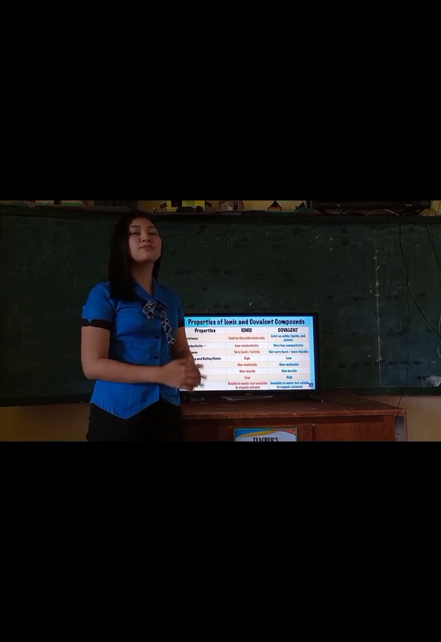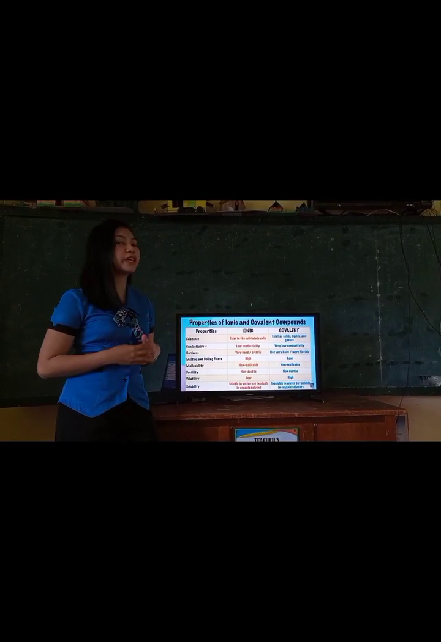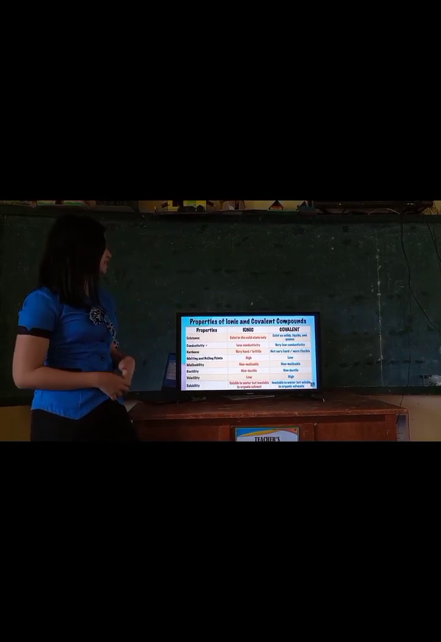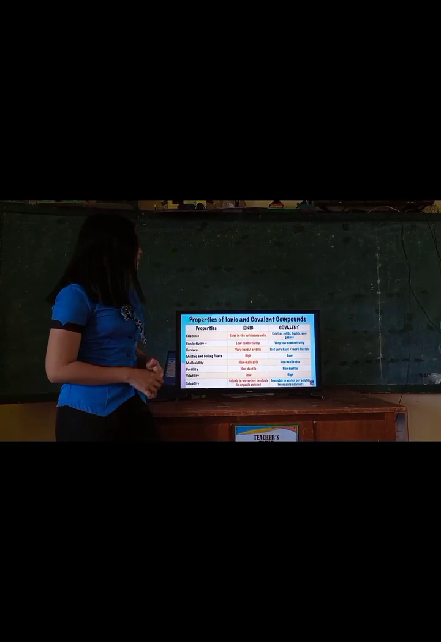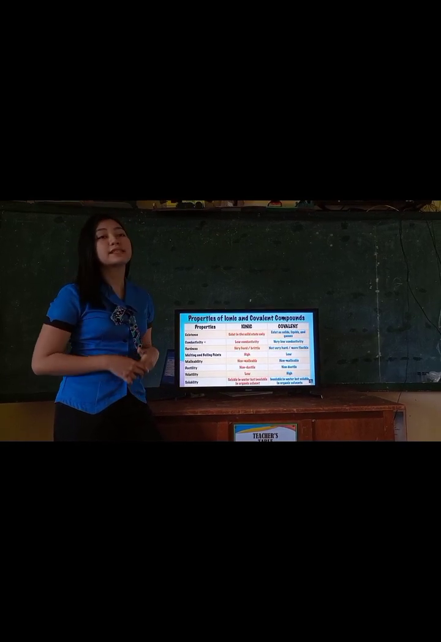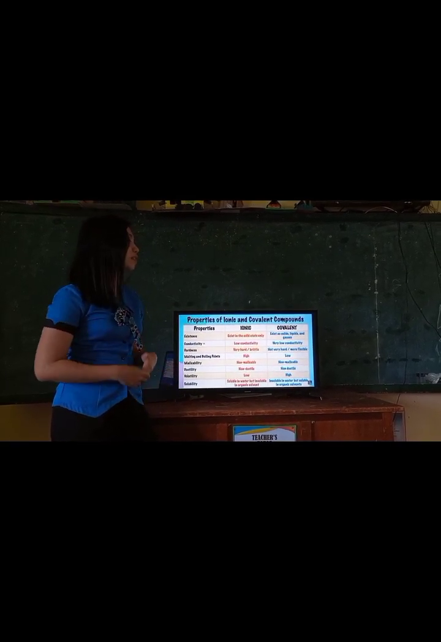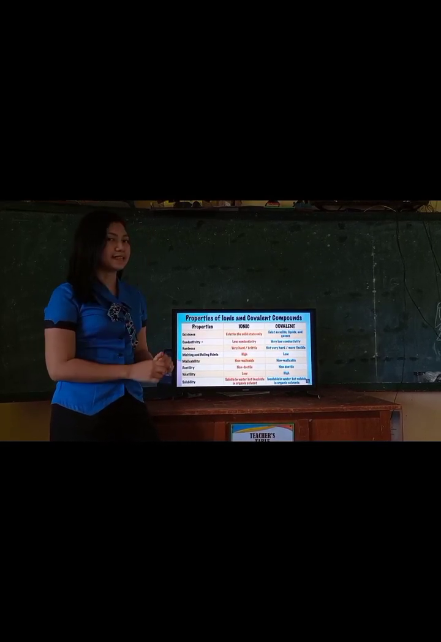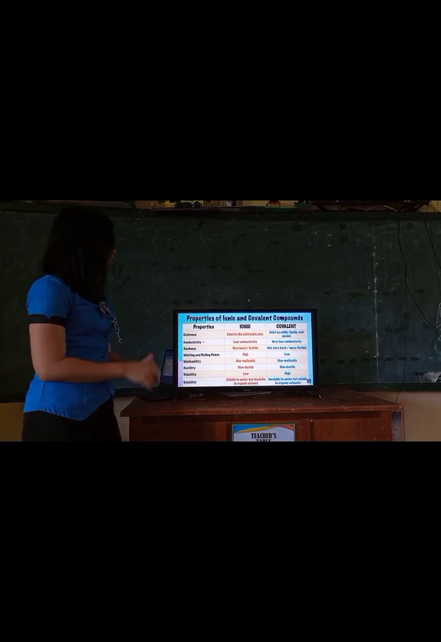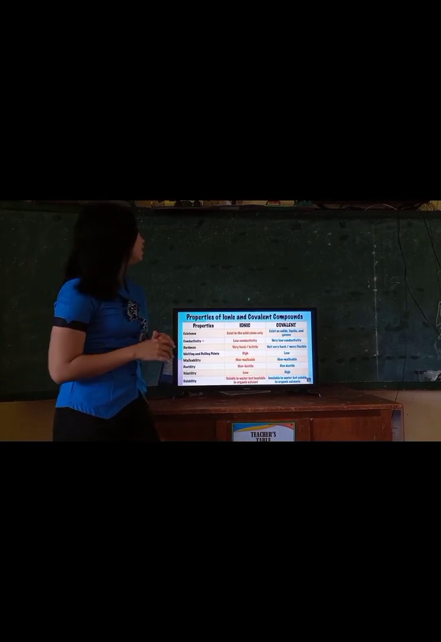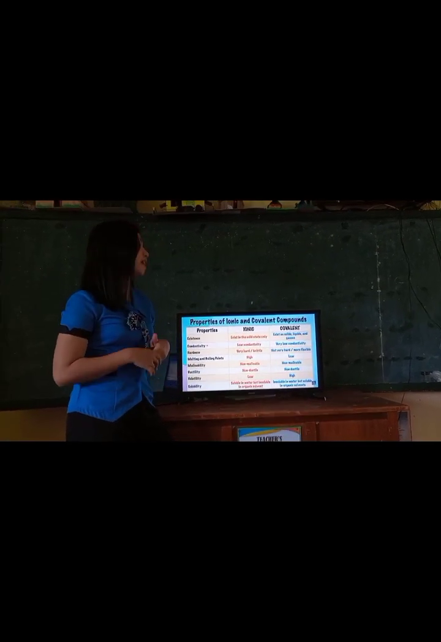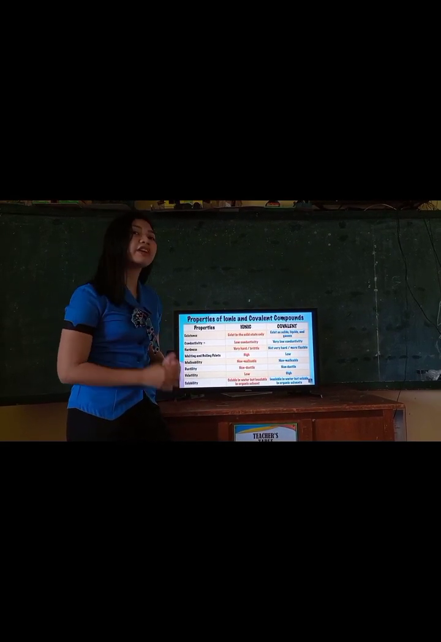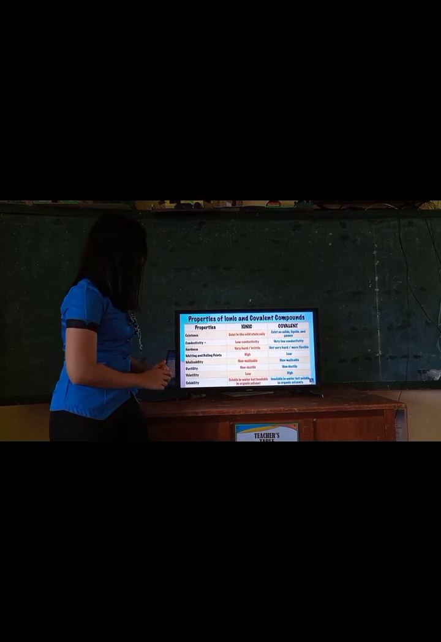So class, let us move on to the properties of ionic and covalent bonding. Let us start with existence. Ionic bonding exists in the solid state only, while covalent exists as solids, liquids, and gases. In terms of conductivity, ionic bonding has low conductivity, while covalent bonding has very low conductivity.